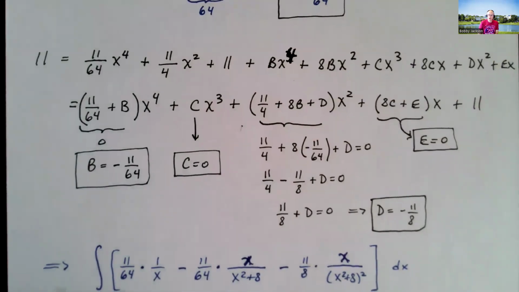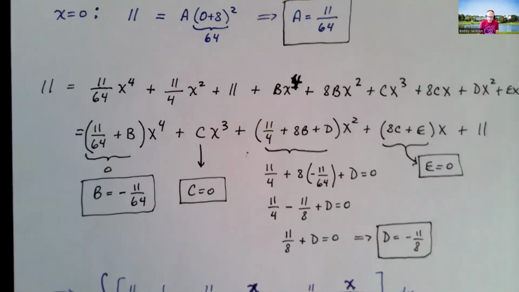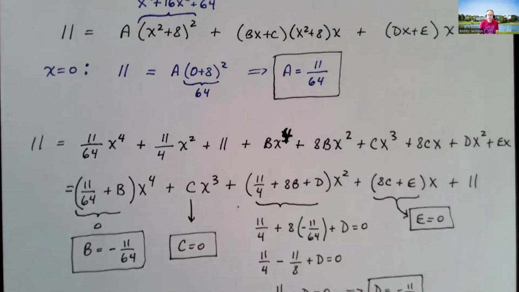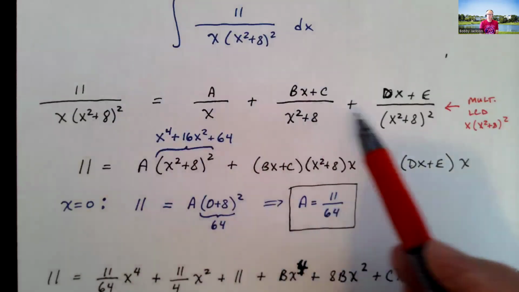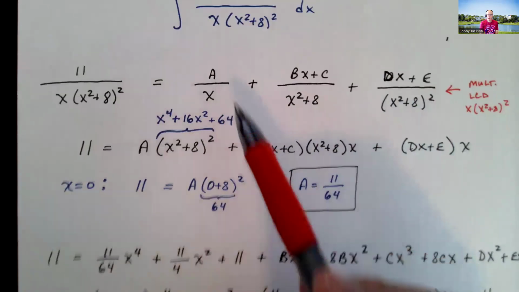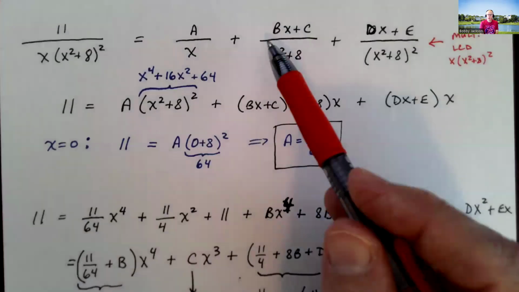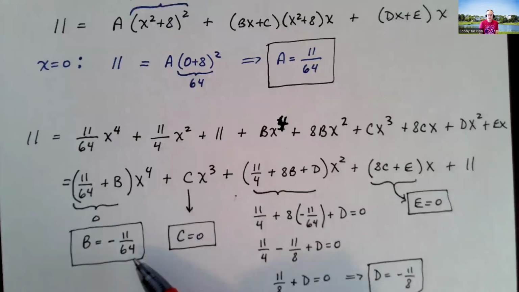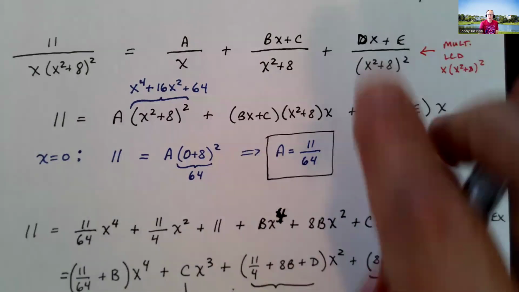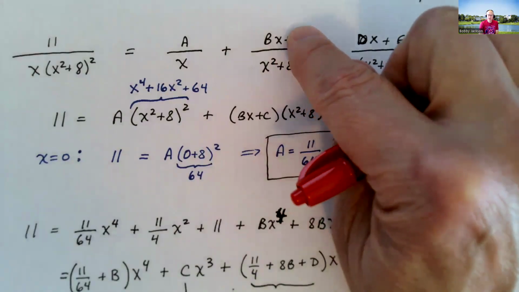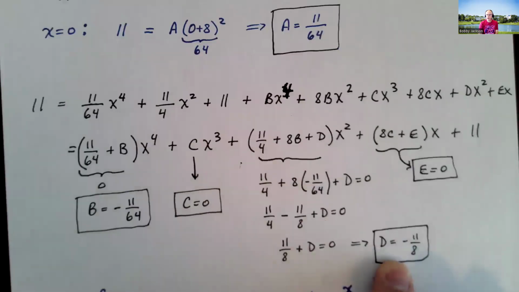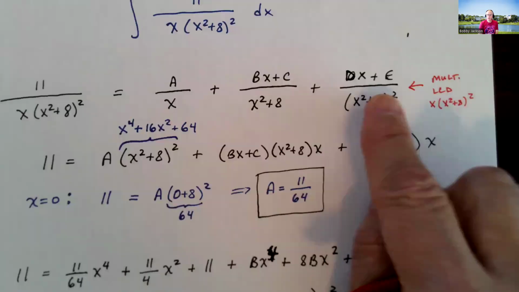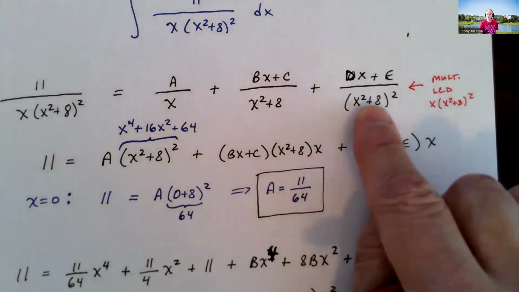Okay, so with all of that, what has happened? We've got the original function we're integrating here. Here's the partial fraction decomposition. The value of A we found to be 11/64. B is negative 11/64, but C is 0. So it's just going to be a negative 11/64 times x over x squared plus 8. The D was negative 11/8, and E was 0. So this just becomes negative 11/8 x over this quantity here.